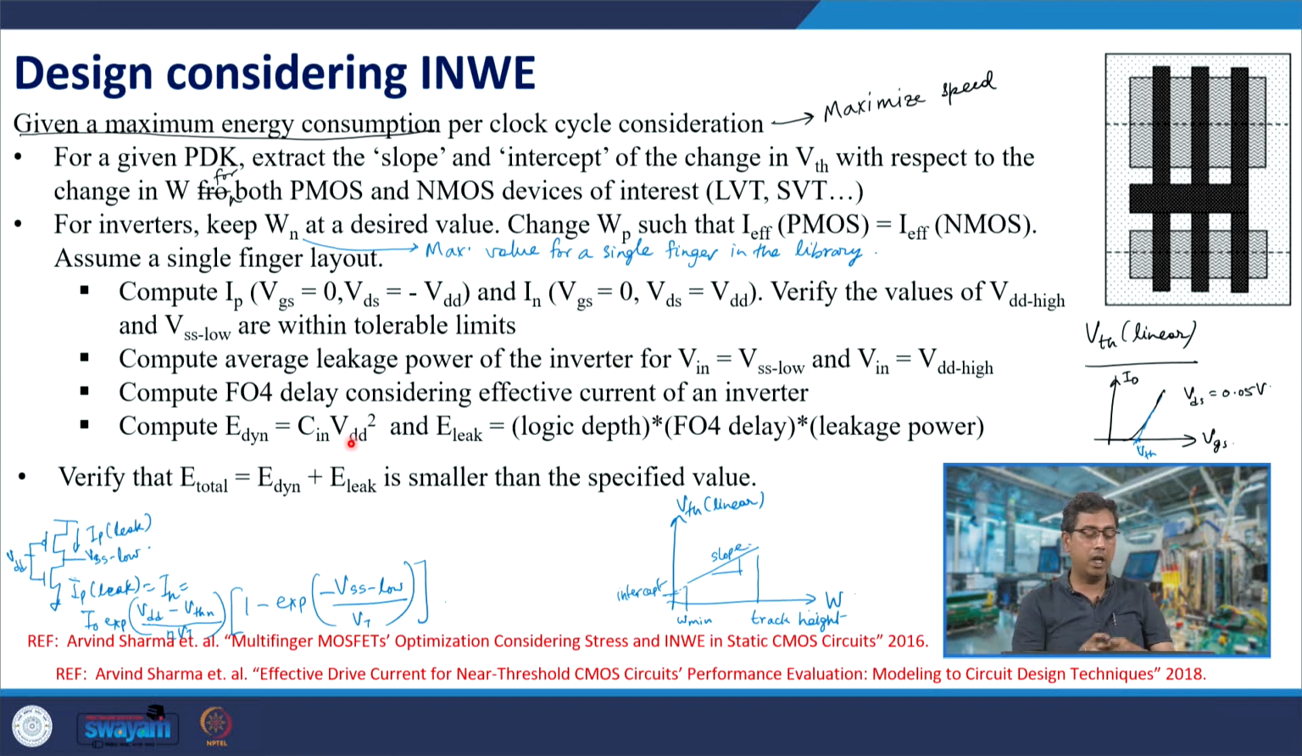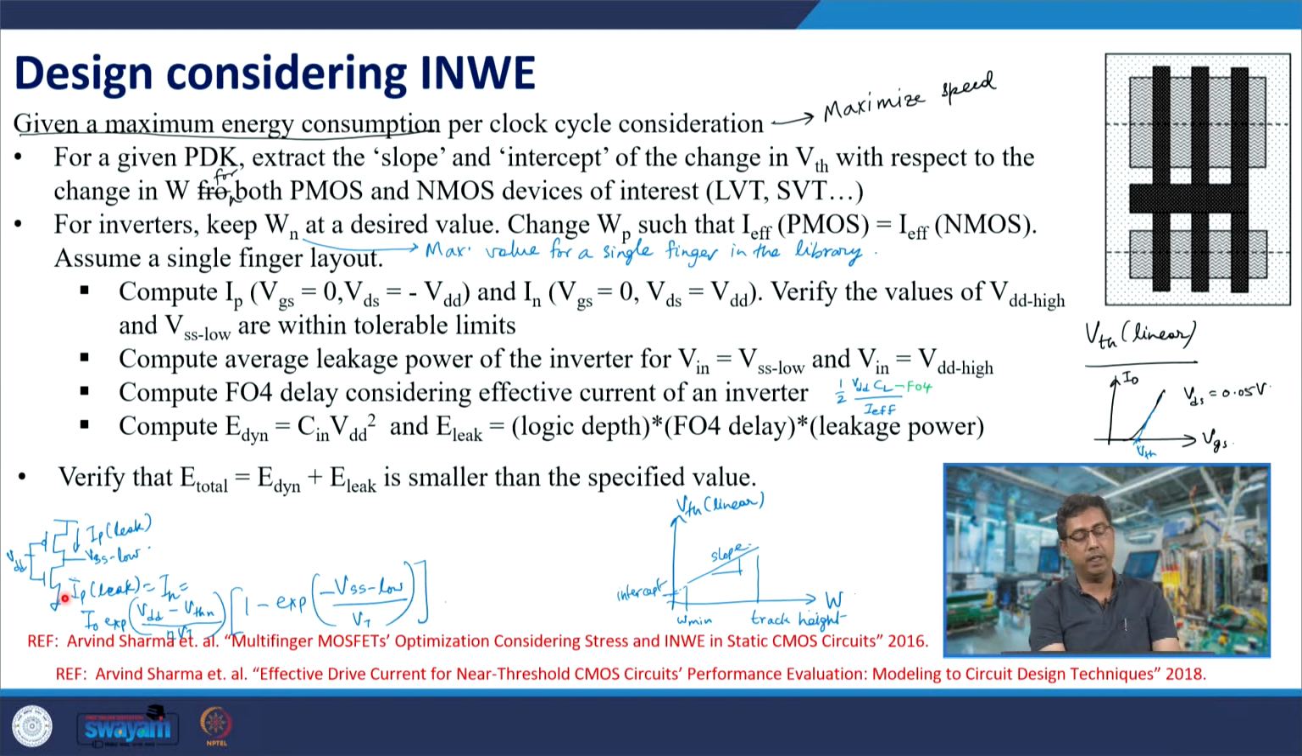Then, compute the FO4 delay of the inverter using the effective current of the inverter. Its value is half VDD into CL, divided by I effective, where CL is the FO4 load capacitance, that is, the load capacitance for a fan out of 4.